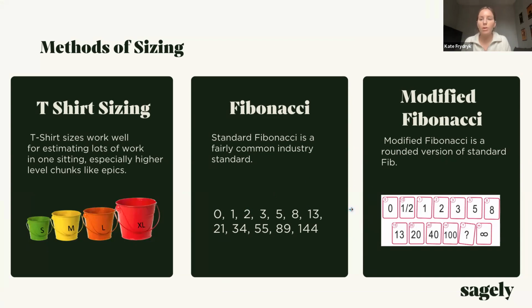Cool. So I think moving forward, we'll have this as a discussion question, but we'll probably use t-shirt sizing for bigger bodies of work like features and epics, and then one of these formats, Fibonacci or modified Fibonacci, for specific story sizing.